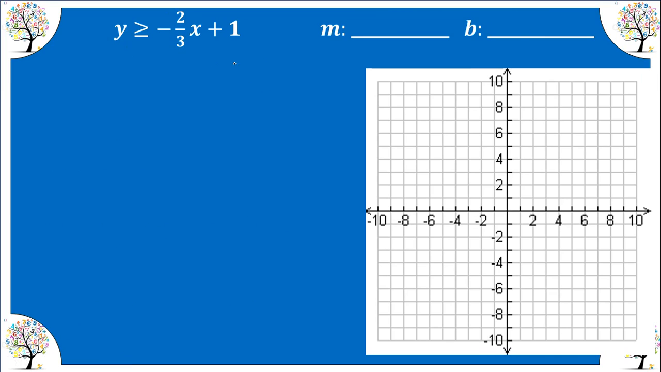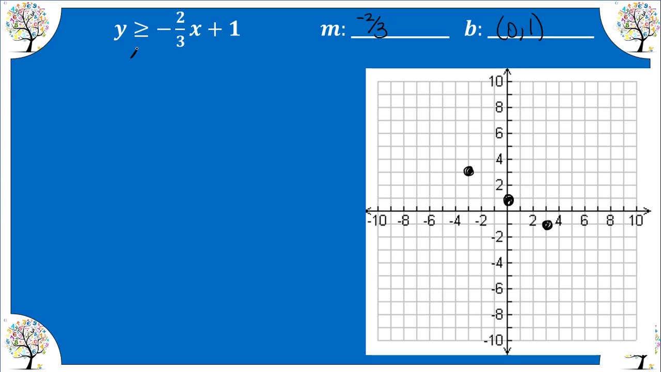This is in slope-intercept form. I have a slope of -2/3. I have a y-intercept of (0, 1). We're going to plot 3 points. I'm going to start at (0, 1). I'm going to go down 2 and to the right 3. I'm going to start back at (0, 1) and go up 2 and to the left 3.